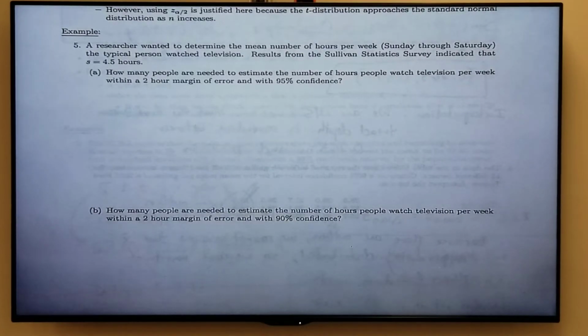Okay, this says a researcher wanted to determine the mean number of hours per week, Sunday through Saturday, the typical person watched television. Results from the Sullivan Statistics Survey indicated that S equals 4.5 hours. Part A says, how many people are needed to estimate the number of hours people watch television per week within a 2-hour margin of error and with 95% confidence?